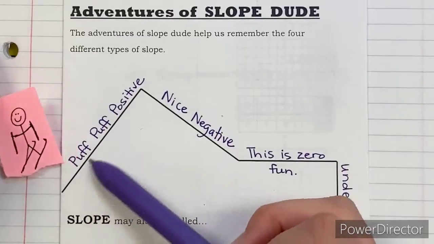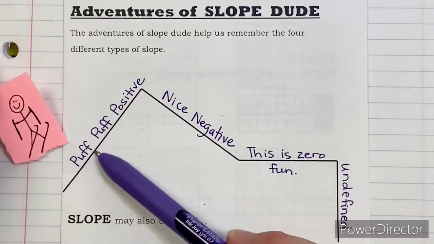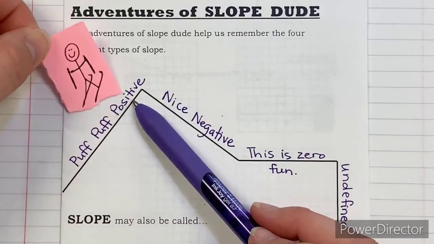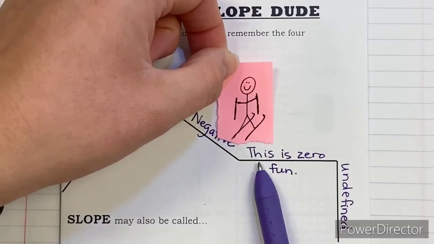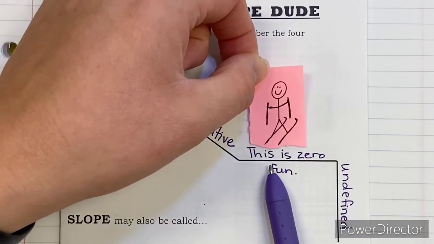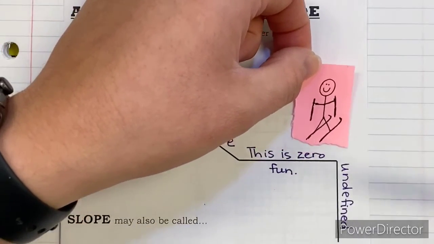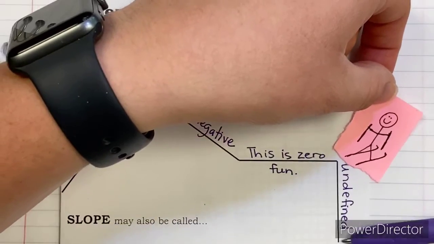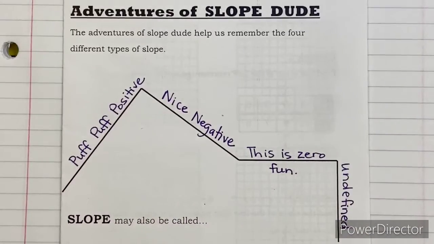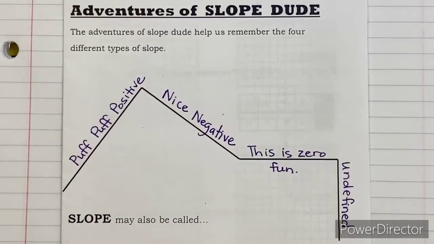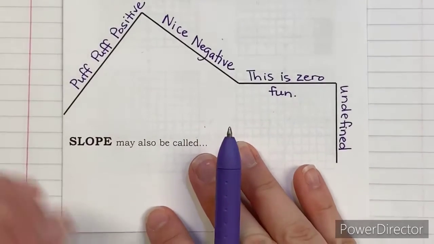But these are the 4 types of slope. So he's going to say puff, puff, positive up the hill. Then he says nice, negative when he skis down the hill. Right here it says this is 0 fun. That's because he's going across flat land. And then when he gets to the cliff and falls off the cliff, he says undefined as he goes down. Okay? So it's just a funny video. Once you see it, you can't unsee it. It just helps you to remember the 4 types of slope. Okay? So those were the Adventures of Slope Dude.